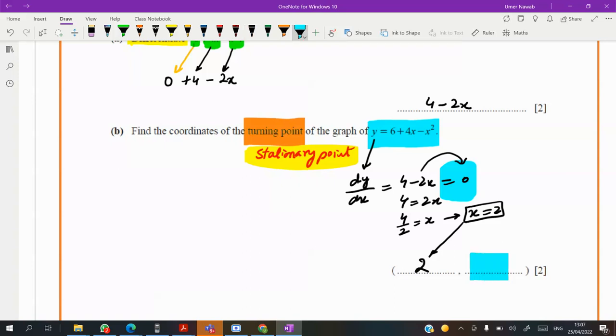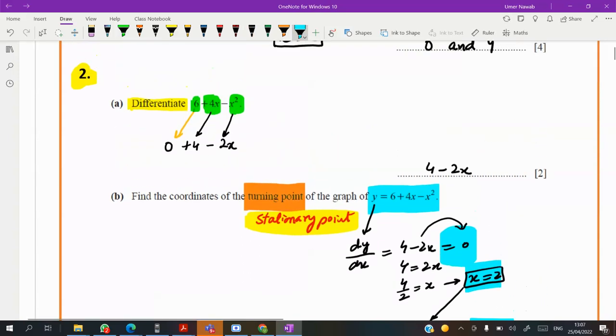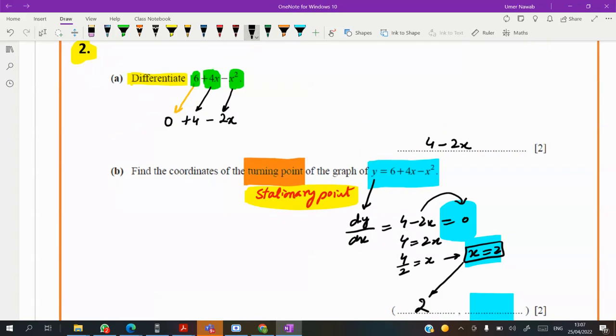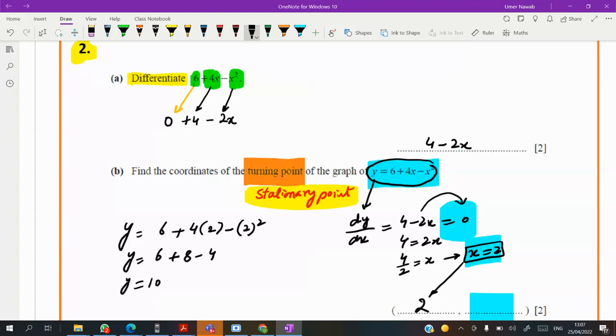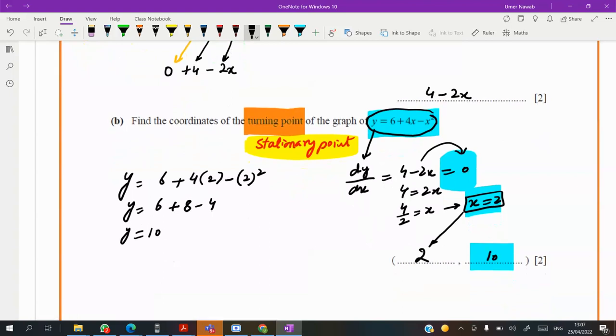We need to substitute the value of x into the original equation, which is 6 plus 4x minus x squared. Not in dy by dx, but in the original equation of the curve, to get the corresponding y coordinate. So in the place of x, you substitute 2: 6 plus 4 times 2 minus 2 squared. You may use a calculator, and it gives you 10. So y is 10. So at this point, the gradient will be 0.